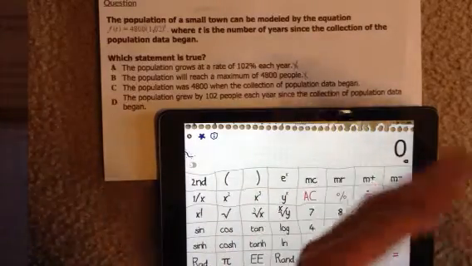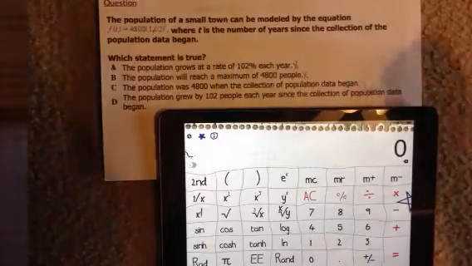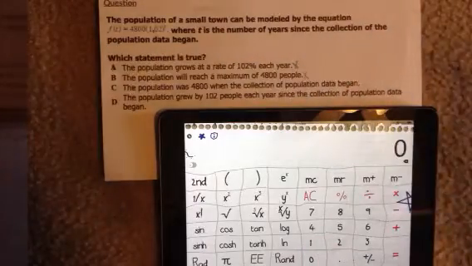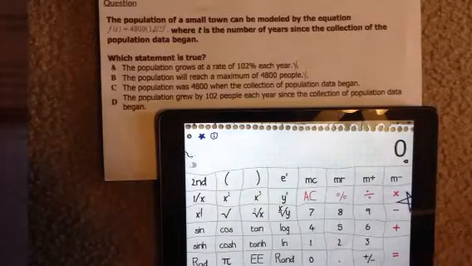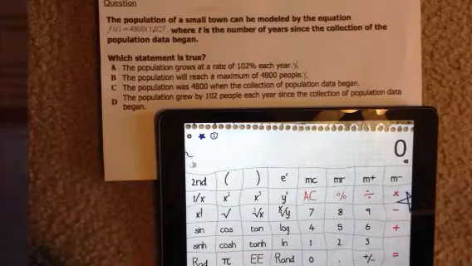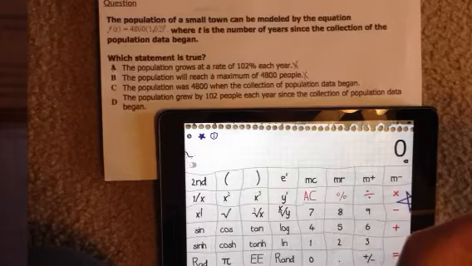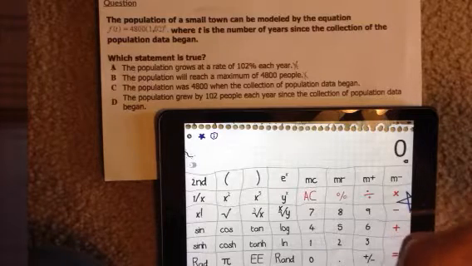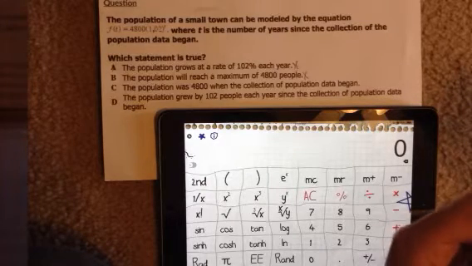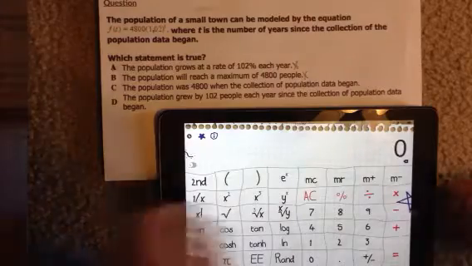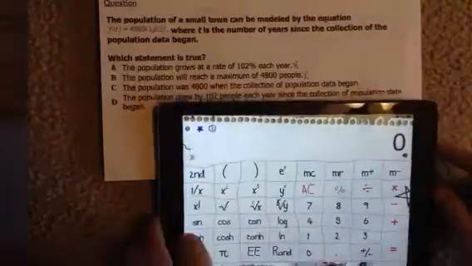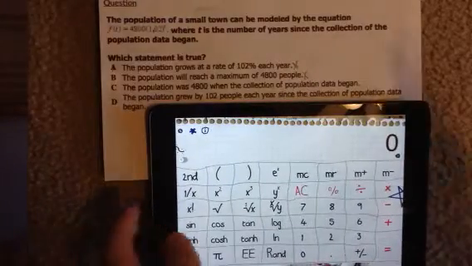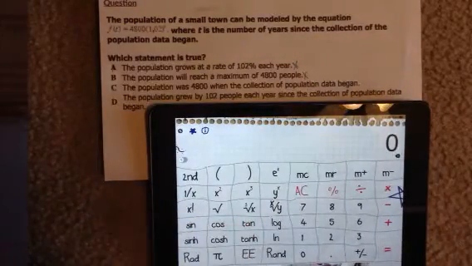Right now, I think this is the correct answer, so I won't cross it out, but just to be sure, we need to go down and test option D. The population grew by 102 people each year since the collection of population data began. To test this, we need to grab a calculator and insert the equation into the calculator.